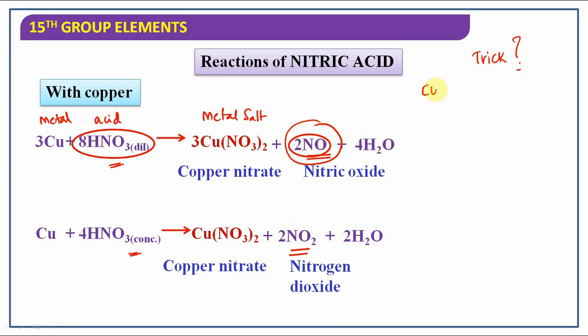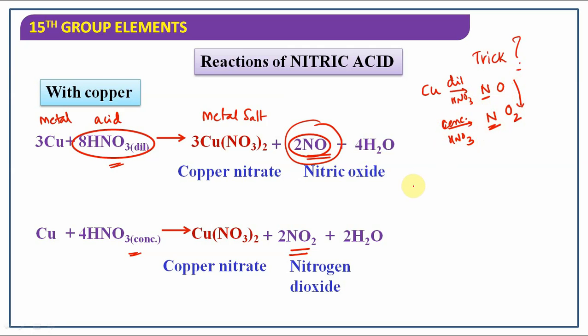I am talking about copper, Cu. When we talk about it, you know the metal salt means copper nitrate plus water. But which oxide of nitrogen? It's very simple. First take dilute, then take concentrated acid. The nitrogen number remains constant, the oxygen number increases. With dilute HNO3 it gives NO, with concentrated HNO3 NO2. Nitrogen number remains constant, increase the oxygen number with copper.